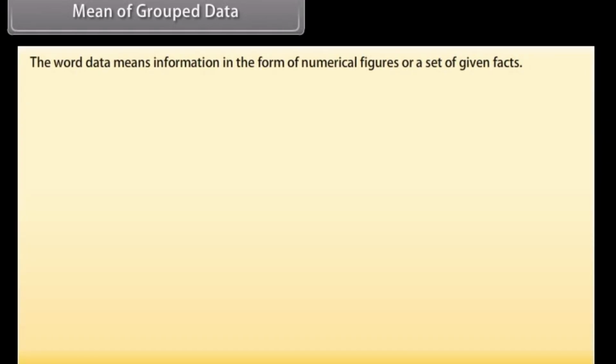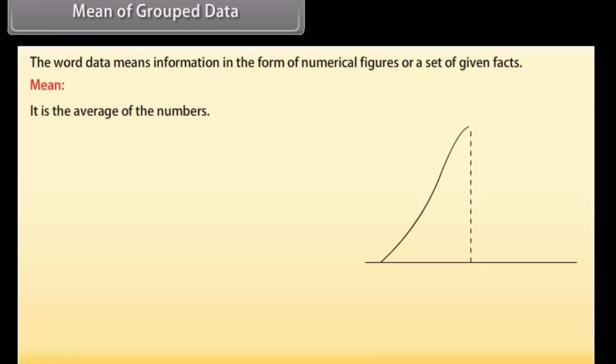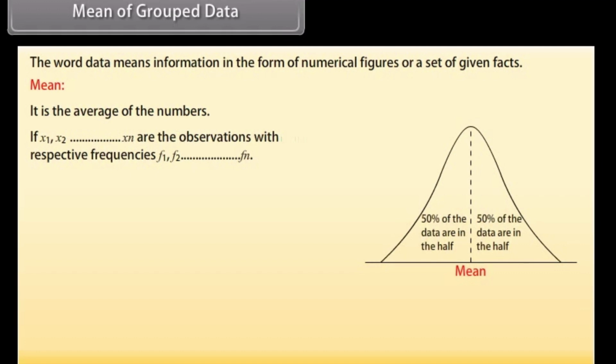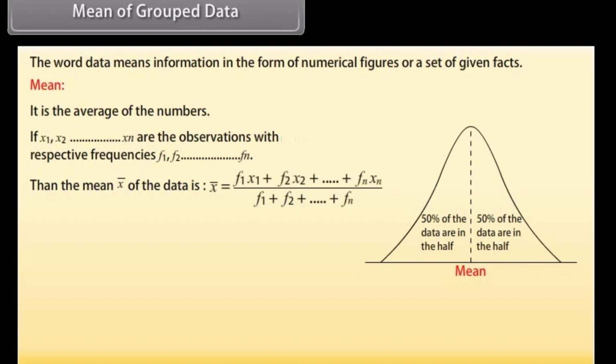Mean of grouped data. The word data means information in the form of numerical figures or a set of given facts. Mean. It is the average of the numbers. If x1, x2, and so on till xn are the observations with respective frequencies f1, f2, and so on till fn, then the mean x bar of the data is x bar equal to f1 x1 plus f2 x2 plus so on till plus fn xn by f1 plus f2 plus so on till plus fn.